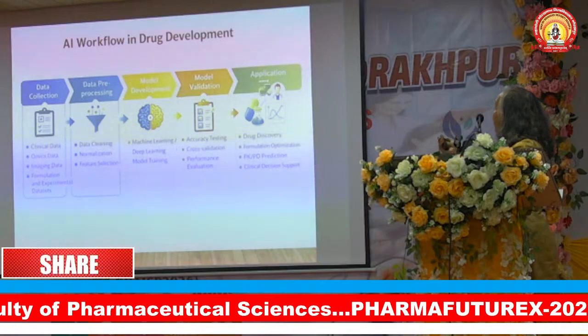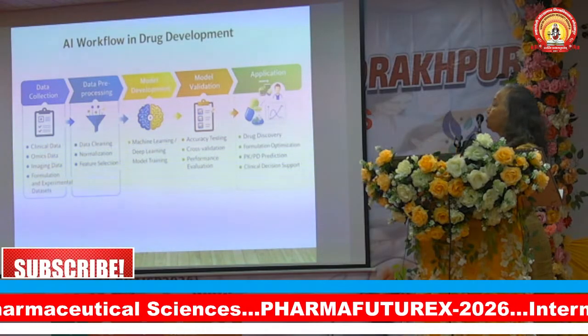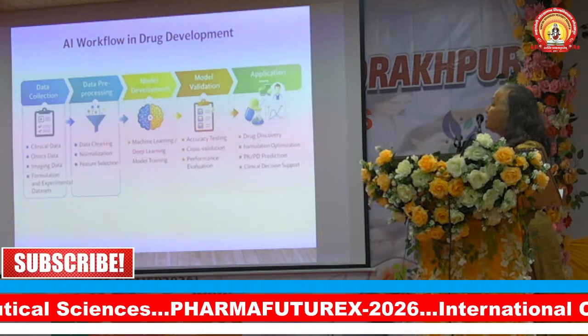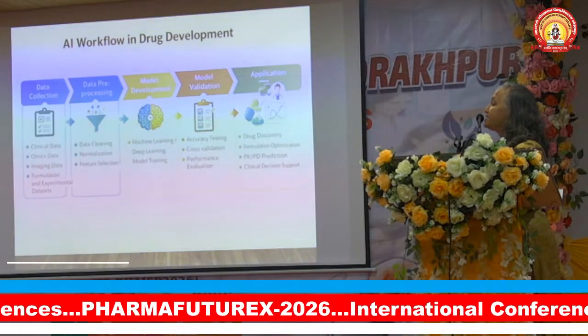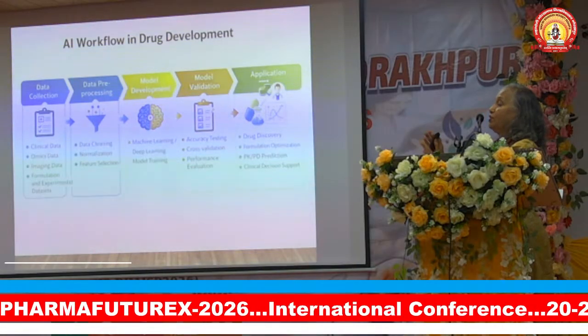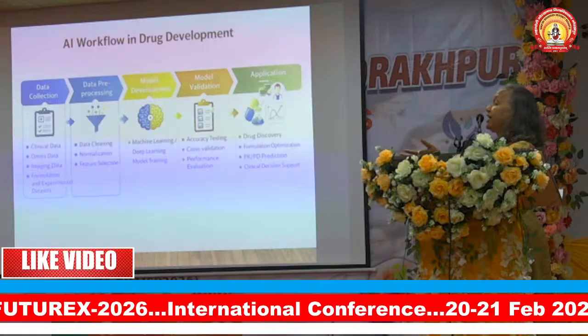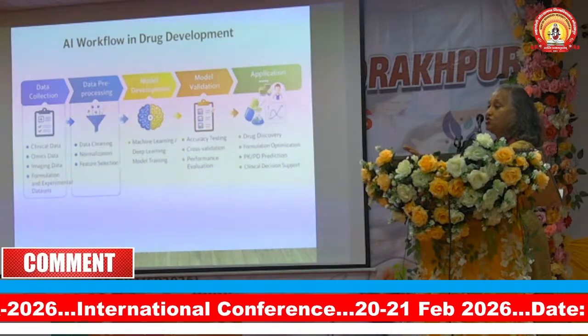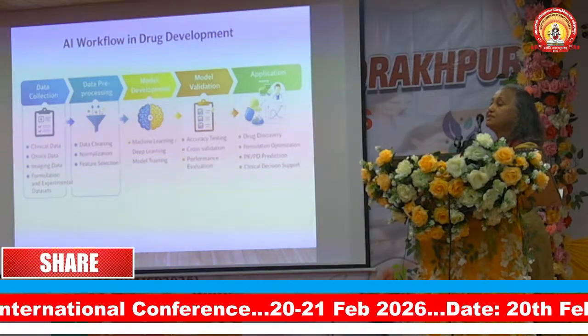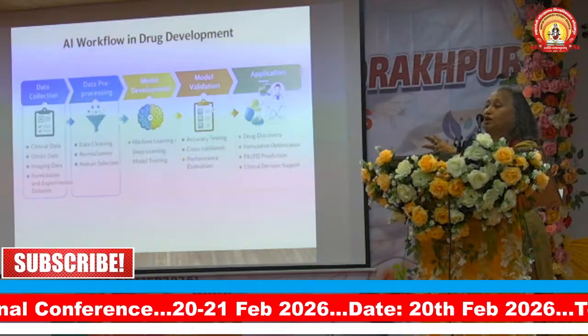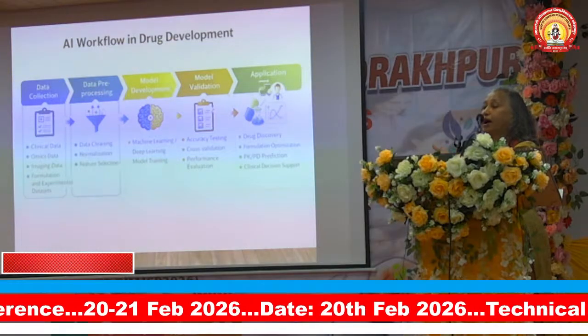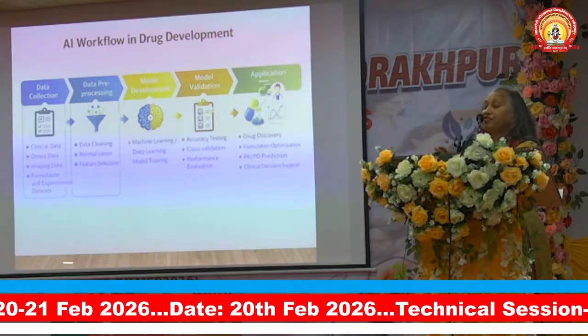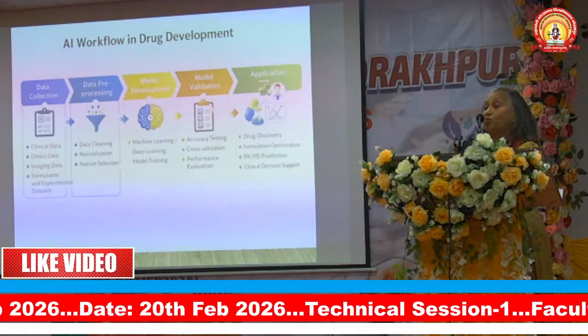So these are the 4 things which will be useful for us. Drug discovery, then the formulation optimization. As we know, after getting a molecule, we have to go for formulation development. Of course, simultaneously we have to go for the toxicity also, for the bioequivalency also. But the first thing is the formulation part.